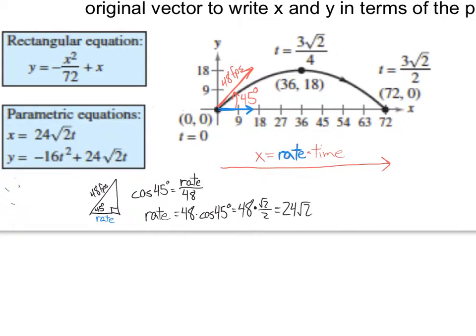So, our rate times time here, the rate is 24 root 2, and then we're going to multiply that by the time, t. That's how we get this parametric equation. Okay?